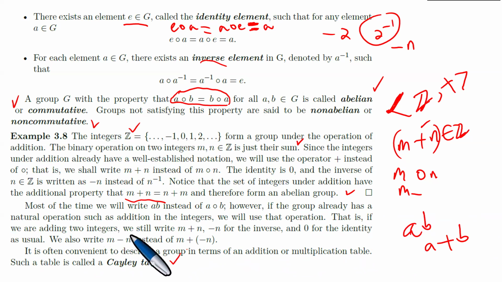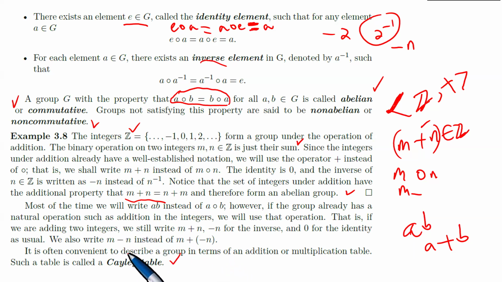Obviously in this module, as you have seen in the past exams, it's not only multiplicative groups, but you have lots of additive groups that come in the exams. So if we are adding two integers, we still write m plus n, minus n for the inverse, and 0 for the identity as usual. We also write m minus n instead of m plus minus n.